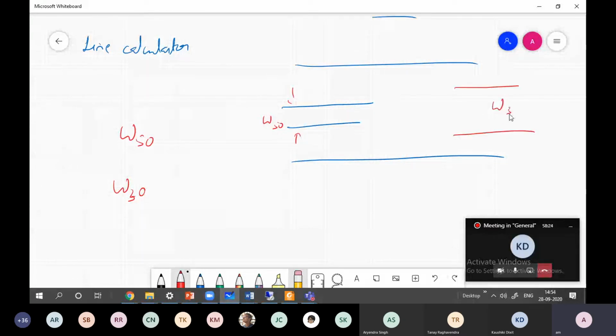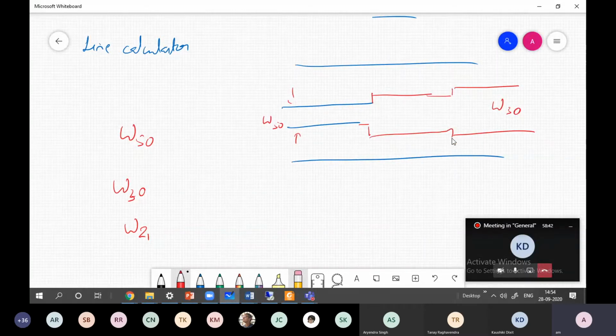So it will be W30, and then you will have to get the W of Z1. It will be in between this W30 and W50.